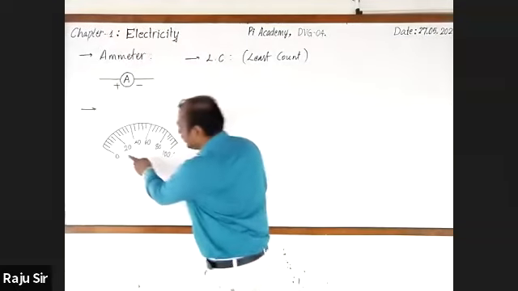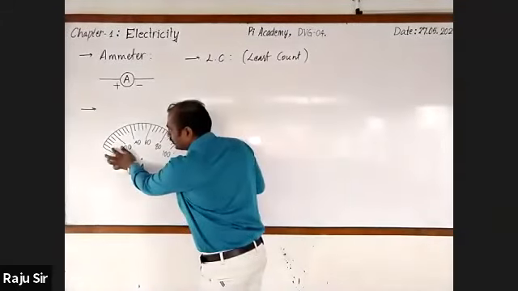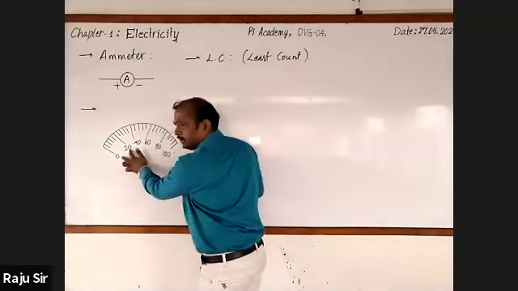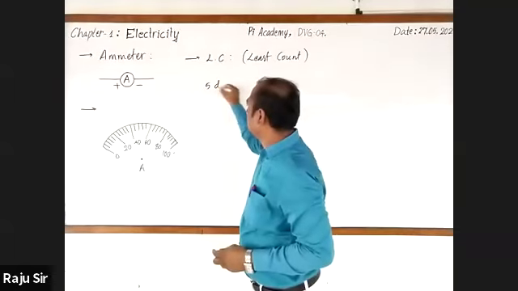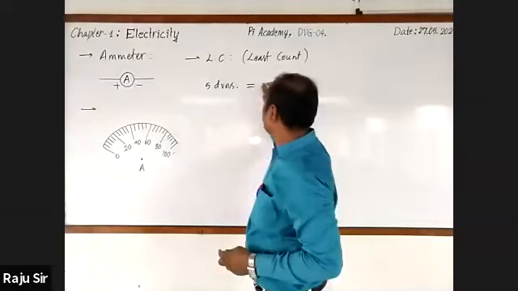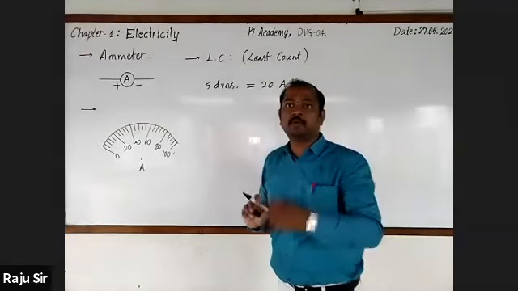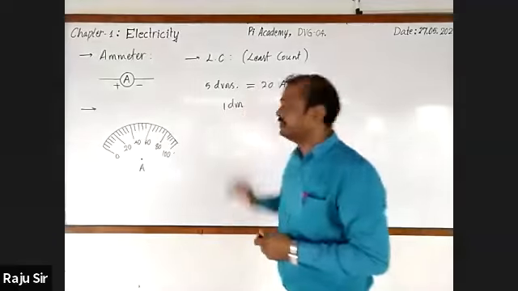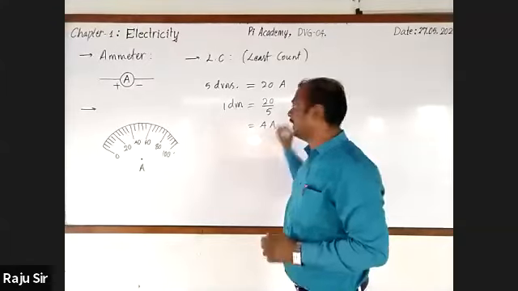It's very simple. Observe. First, you go through the number of divisions. Here, 1, 2, 3, 4, and 5. I have taken up to 20 amps only. So here, 5 divisions is equal to 20 amps. But we want one division. So the value of one division is equal to 20 by 5. This is equal to 4 amps.